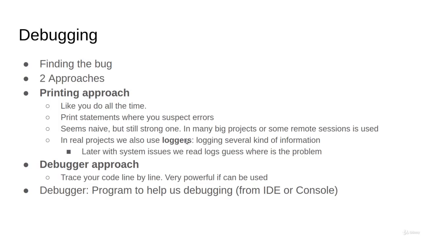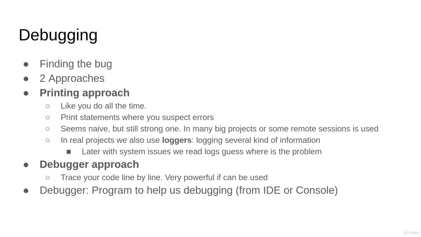Now, moving to debugging, we said that a bug is an error, and we would like now to find this bug. There are two popular approaches for that. The one that you were trying so far is what we call the printing approach. You suspect that something is wrong in a specific line of code. You put print statements, and then you try to see what's wrong. It seems naive, but it's still a very strong approach, and even in some big projects or some remote sessions, this might be your only way.